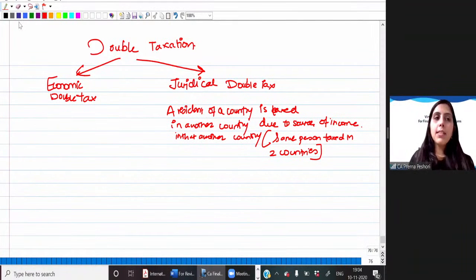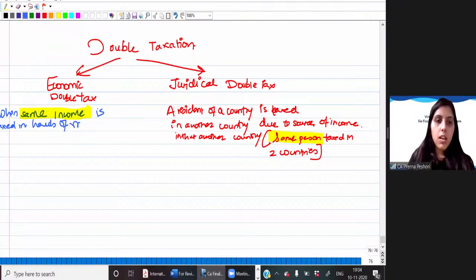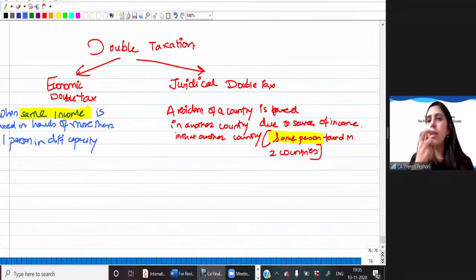What is economic double taxation? When the same income is taxed. In the first case, I was talking about the same person. Here I am talking about the same income. When the same income is taxed in the hands of more than one person in different capacities. What do we mean by that?